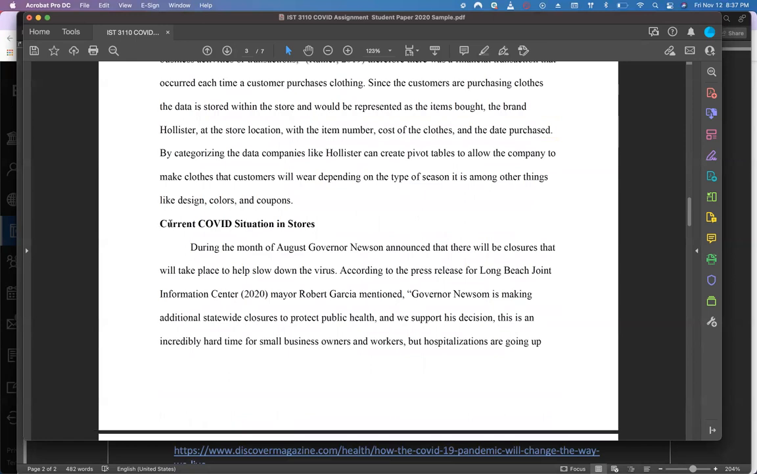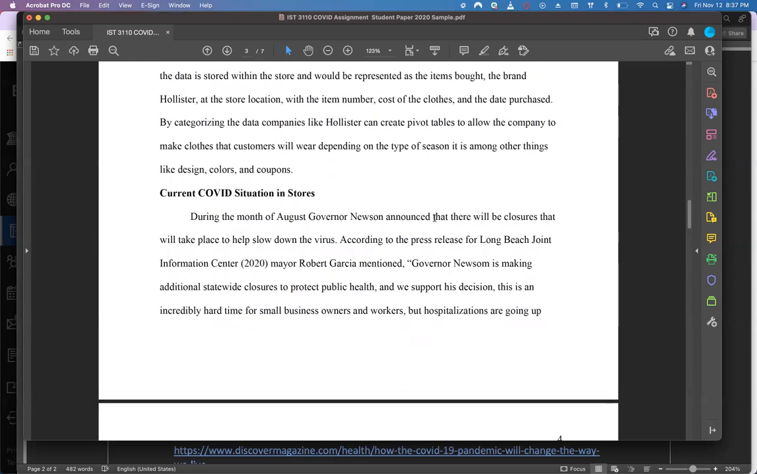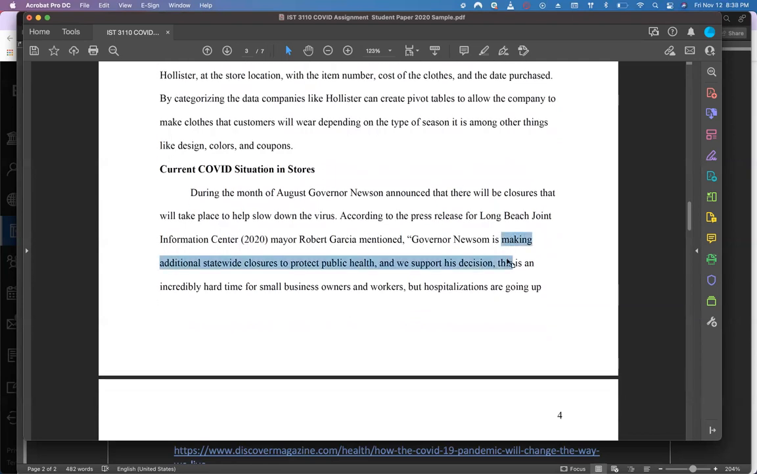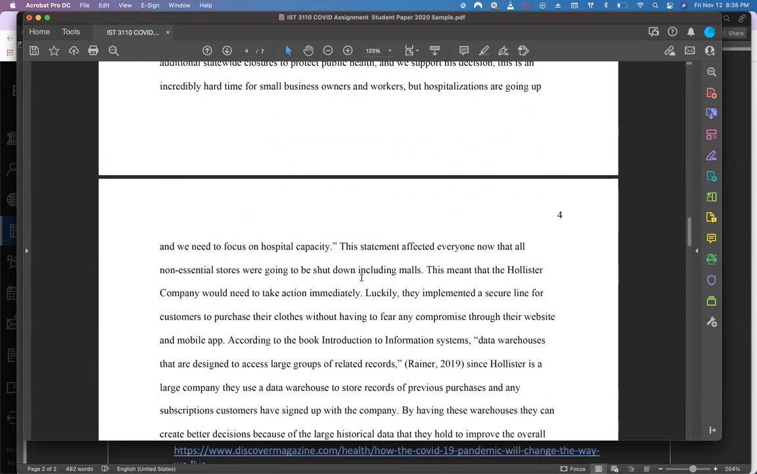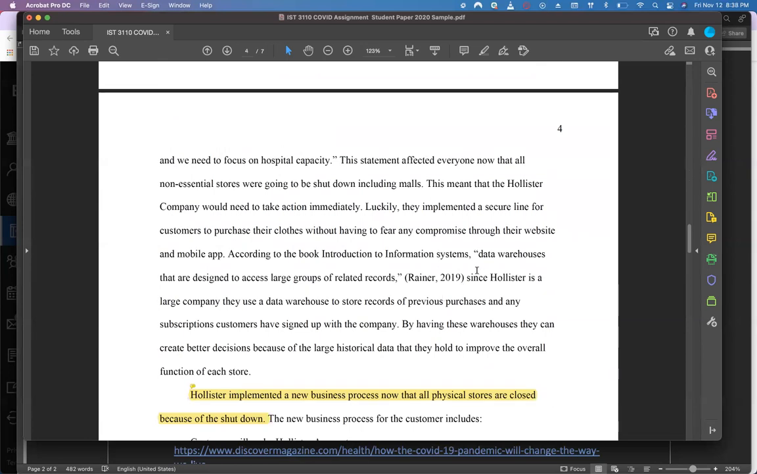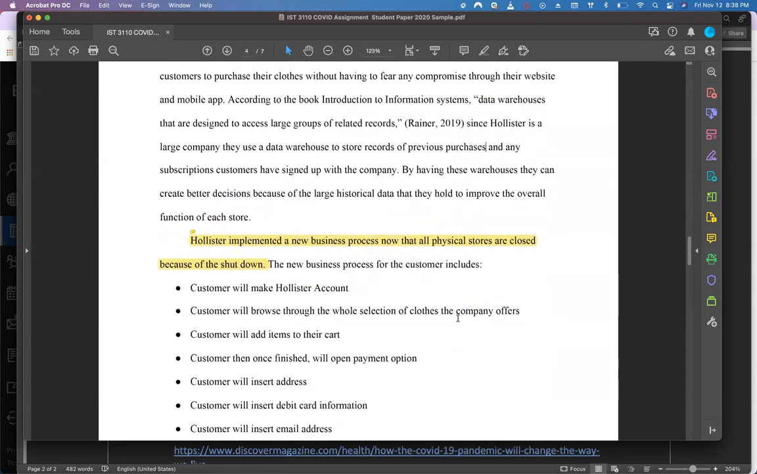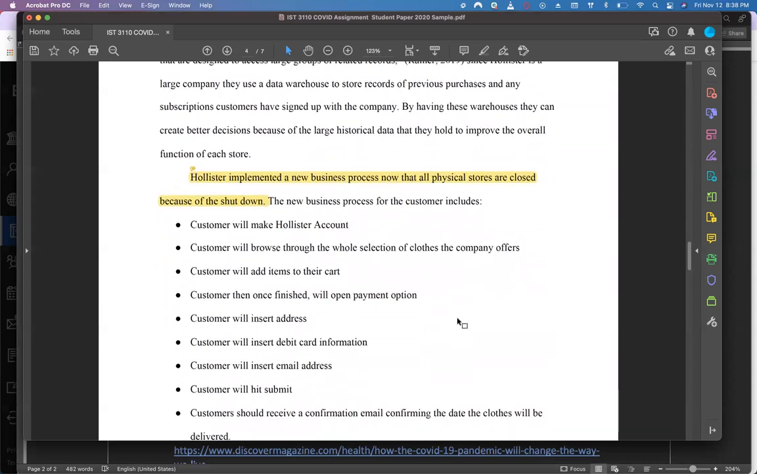Then we go into the current COVID situations in stores. So this is now during COVID. And then he found a newspaper, right? It says the Long Beach Joint Information Center said that Mayor Robert Garcia mentioned the Governor Newsom is making additional statewide, right? So that's what he's referencing. He gave me the reference. And then all of that was really to continue to reference and make the case about what Hollister was going to do as a new business process, right?